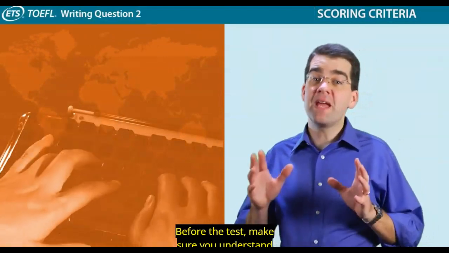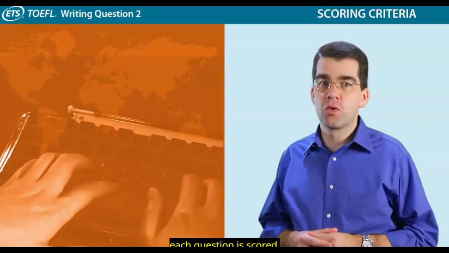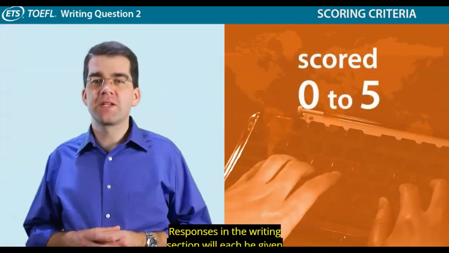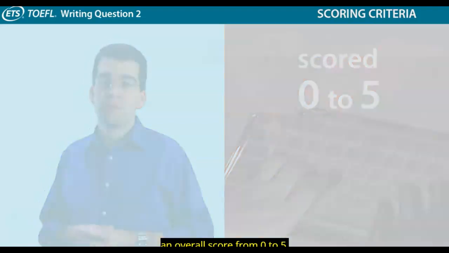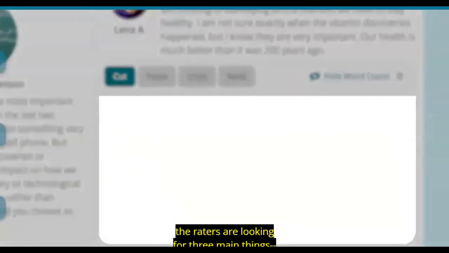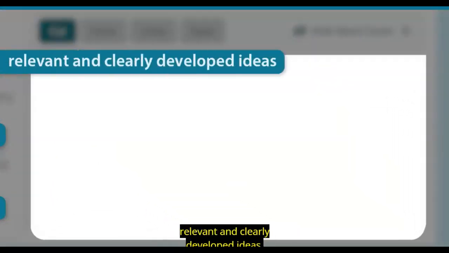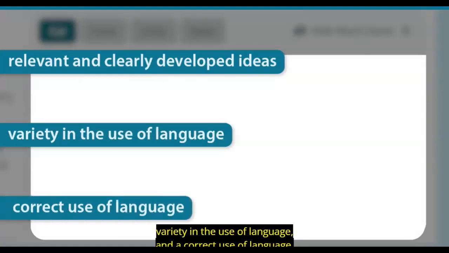Before the test, make sure you understand what the raters are looking for and how each question is scored. Responses in the writing section will each be given an overall score from 0 to 5. For Question 2, the writing for an academic discussion task, the raters are looking for three main things: relevant and clearly developed ideas, variety in the use of language, and a correct use of language.